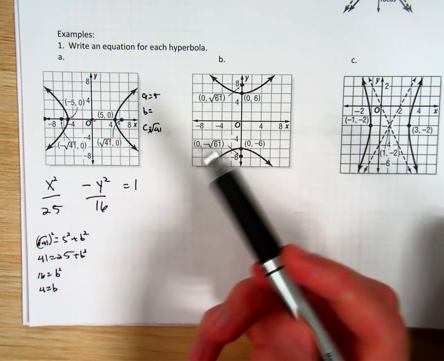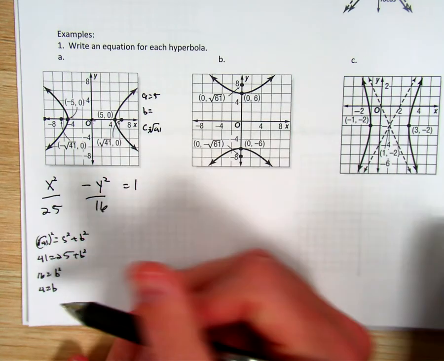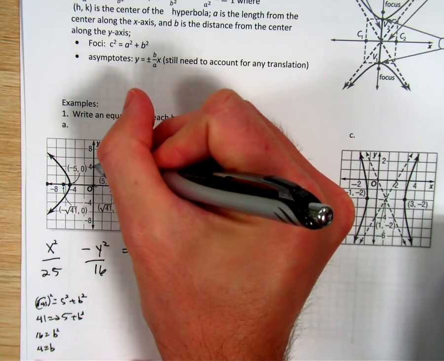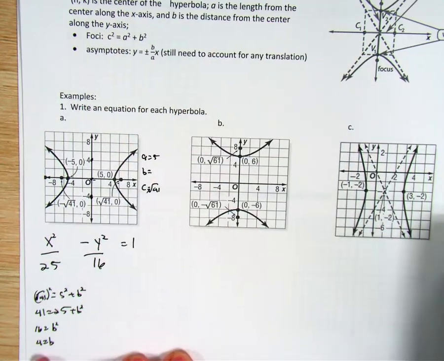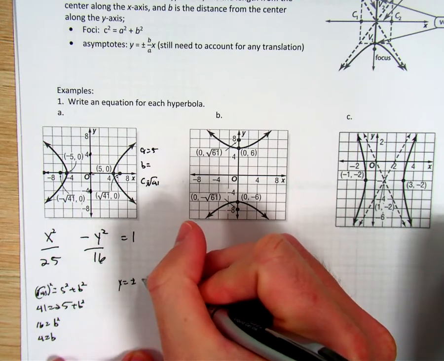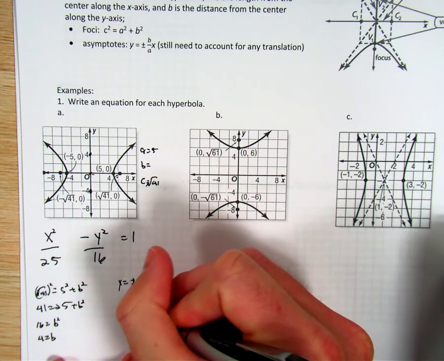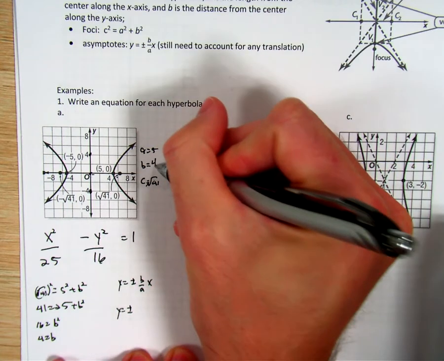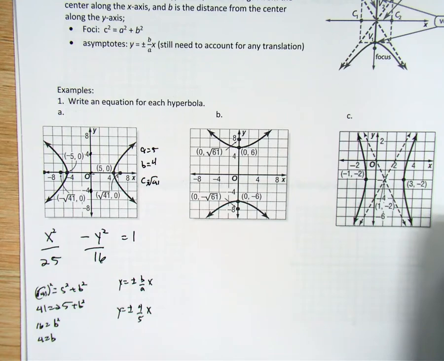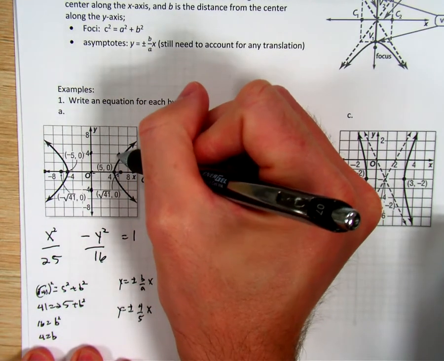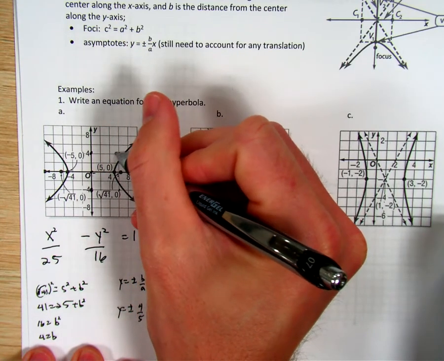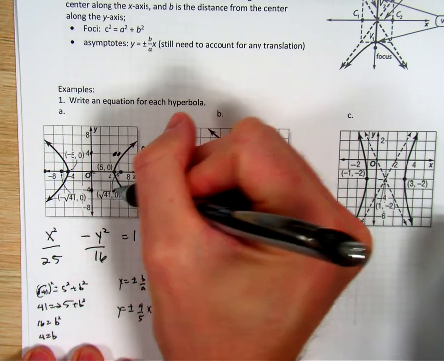Let's go the extra mile here. If our b value was 4, that's my vertical, so my co-vertices would be there and there. Not really doing a whole lot for me. And my asymptotes, y equals plus or minus b over a times x, would be 4/5 x. So we'd go up 4 over 5. That's plus or minus, so I'm going to go down 4 over 5. Oh, 5, not 6. 5, 5.